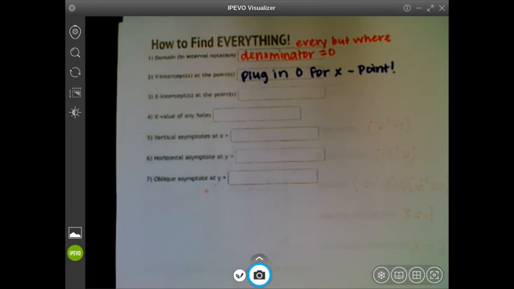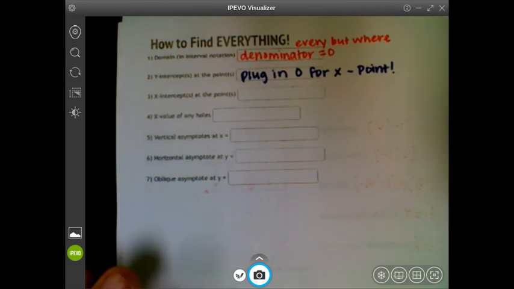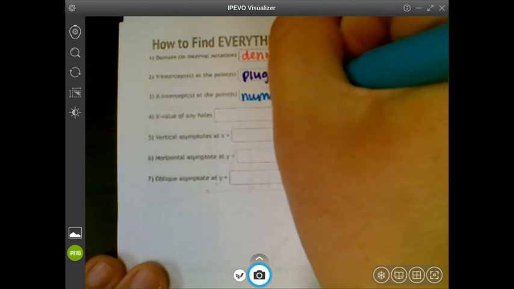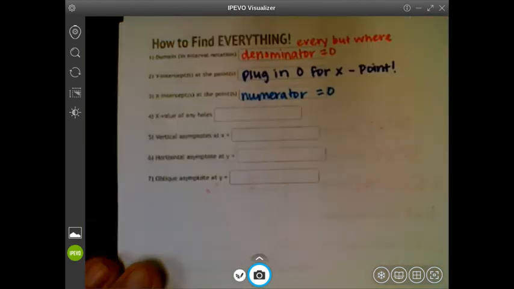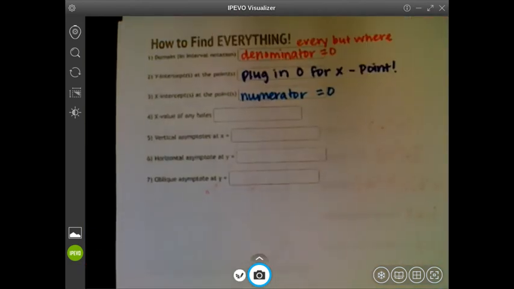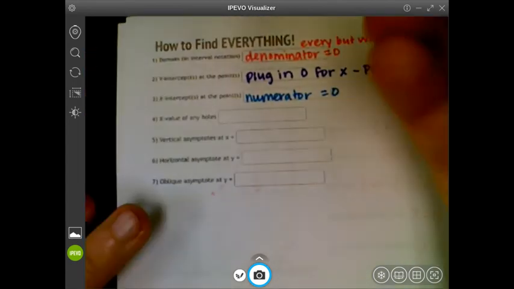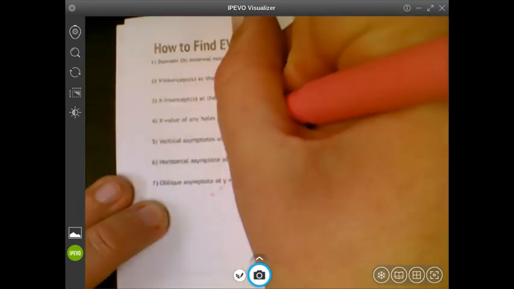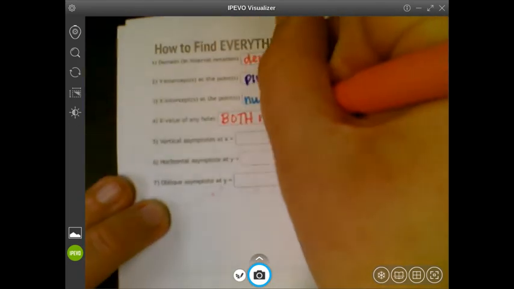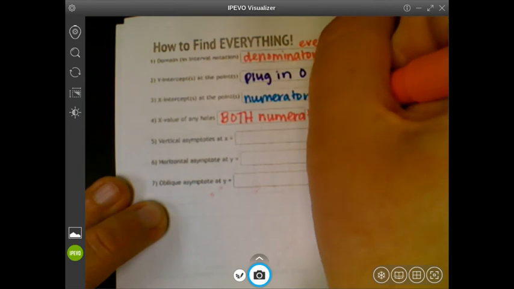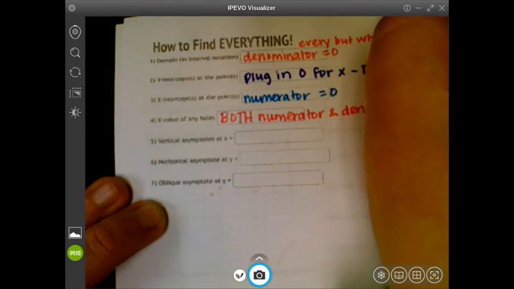All right, x-intercepts, those are a little bit harder to find. The x-intercepts are going to happen where the numerator is equal to 0. So check out where the numerator is equal to 0. That'll tell you your x-intercepts. We have a new thing here, the x value of any holes. We haven't talked about holes in the graph. And holes are going to happen when the denominator is equal to 0, but the numerator is also equal to 0. So for the holes, it's going to make both the numerator and denominator equal to 0.